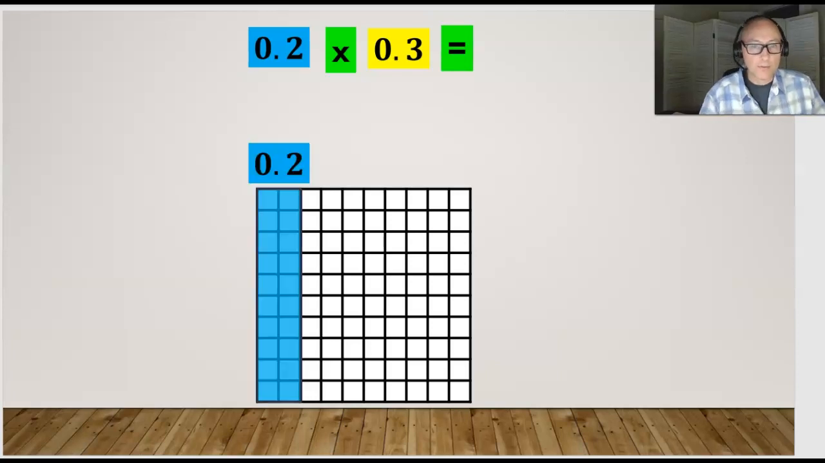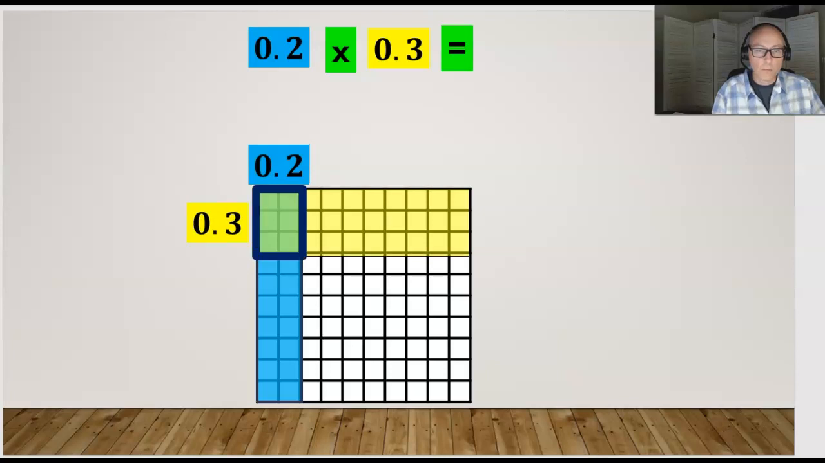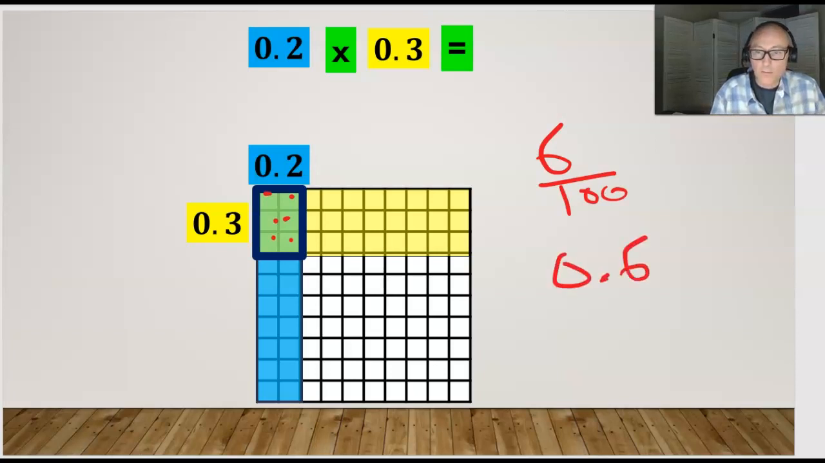Two tenths, shade in two tenths. Three tenths, shade in three tenths. What's in here? Six. We knew it was going to be six, but six what? Six out of 100. Again, what does that look like in decimal form? Well, if we do it like this and we read this number, that's six, but six what? Which place value is it in?